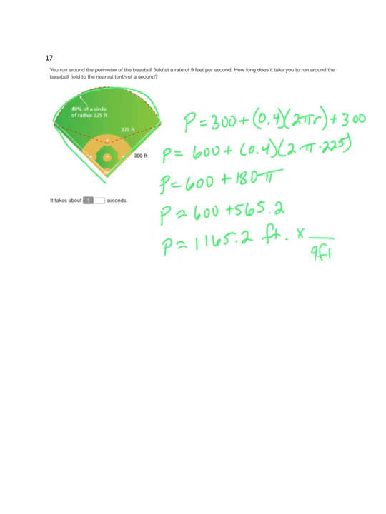And we run that at a rate of 9 feet per second. So 9 feet per 1 second. That means we need to divide 1,165.2 divided by 9, and we get it's about 129 to the nearest tenth. It's 0.46, so that's 129.5 seconds.